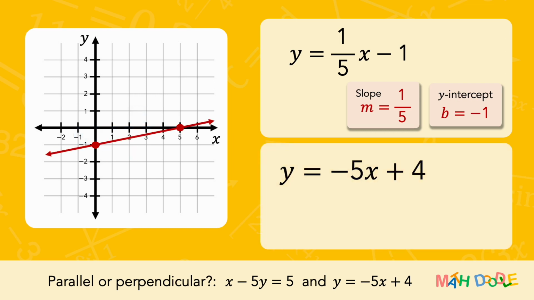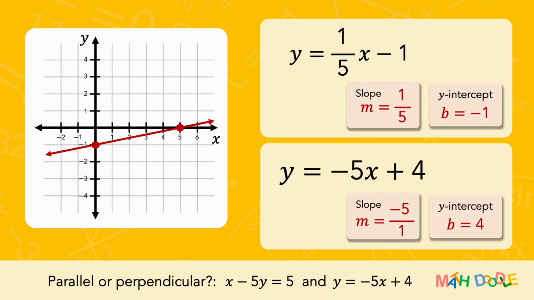Next, the second line has a slope of -5, which is -5/1, and a y-intercept of 4. So, let's draw a line with a slope of -5/1, starting at the point 0, 4. As you can see, the lines of these equations intersect in right angles. So, they are perpendicular.